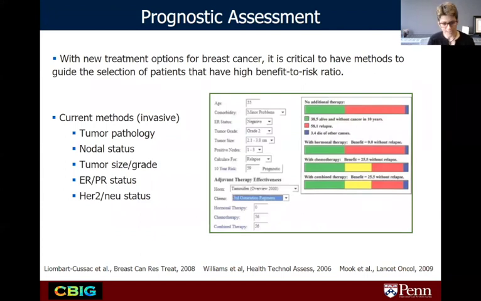Taking a step back, what is prognostic assessment, and why are we interested in prognostic biomarkers, specifically for breast cancer? As new treatment options for breast cancer and other cancers become available, it's critical to have methods that allow us to select patients that are most likely to benefit from specific therapies. Specifically, as we're getting into an era of various targeted therapies, we often talk about frontline therapy, and if the frontline therapy isn't working, then we have targeted therapy options or combination therapy options and so forth.